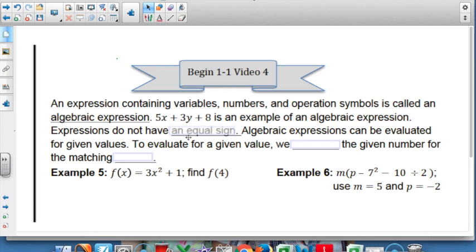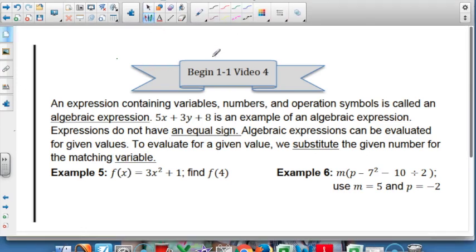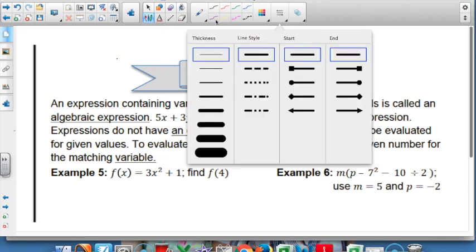Expressions don't have equal signs, which means we can't solve an expression. All we can do is evaluate it if we're given a certain value. So algebraic expressions can be evaluated if I tell you what I want you to use for the variables. To evaluate for a given value, we just substitute in the given number for the matching variable. So if we are using function notation like we did in lesson 1, this is going to be just a matter of substitution for that x value.